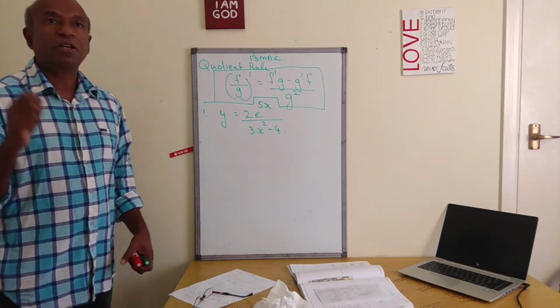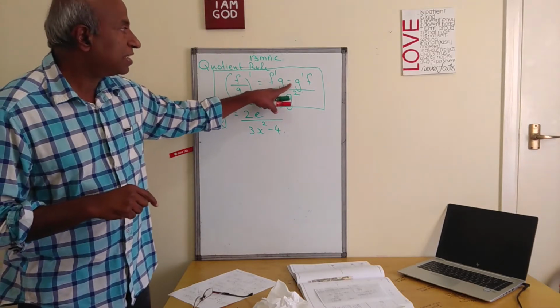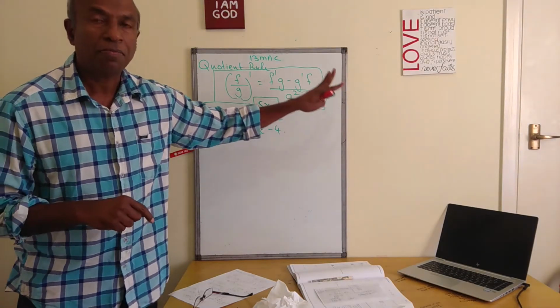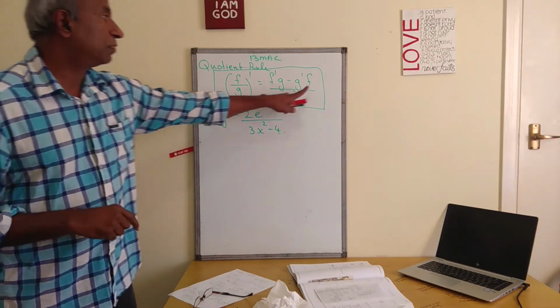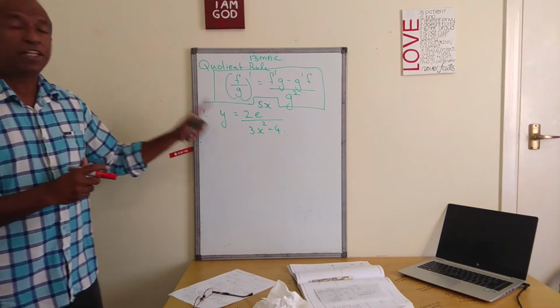Remember from yesterday's product rule, (f times g) dash is equal to f dash g plus g dash f. That was the formula for the product rule. Now this is for the quotient rule. This is the formula, right? Okay. Now we are going to differentiate this function.